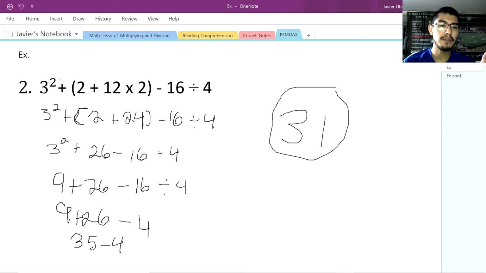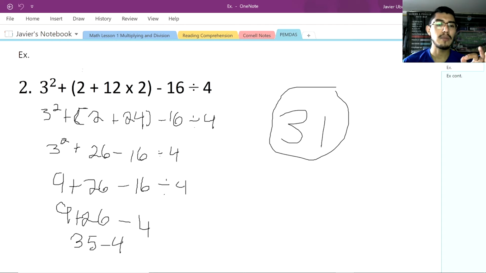So you have your 3 squared plus 2 plus 12 times 2 minus 16 divided by 4, right? So just review your PEMDAS. Please excuse my dear Aunt Sally. Parentheses. So you have your parentheses right here, right? So with your parentheses, what you want to do is start over PEMDAS again. Please excuse my dear Aunt Sally.